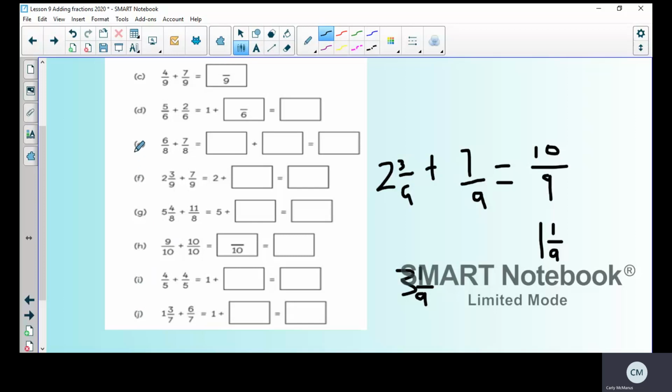Okay, so just remember you're adding the numerator, the denominator staying the same, then it will be in an improper fraction. Then you turn the improper fraction into a mixed number. So how many of the denominator go into the numerator? That's your whole number. How many parts are left over? And the denominator stays the same.